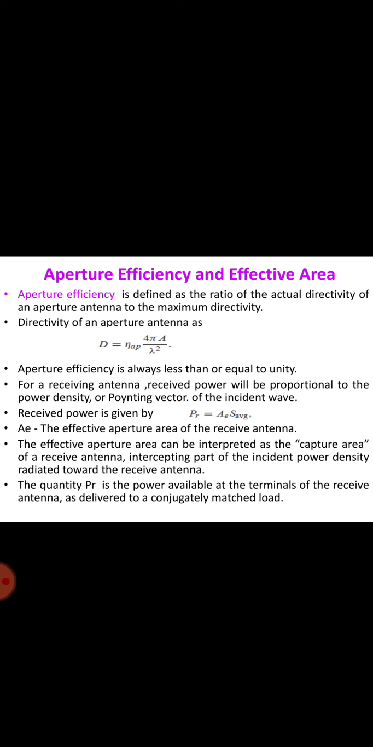For a receiving antenna, the received power will be proportional to the power density or Poynting vector of the incident wave. The received power is given by PR is equal to AE into S average. AE is the effective aperture area of the receive antenna, and this effective aperture area can be interpreted as the capture area of the receive antenna intercepting part of the incident power density radiated toward the receive antenna. The quantity PR is the power available at the terminals of the receive antenna as delivered to the conjugately matched load.